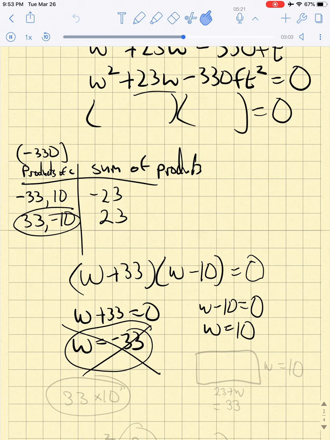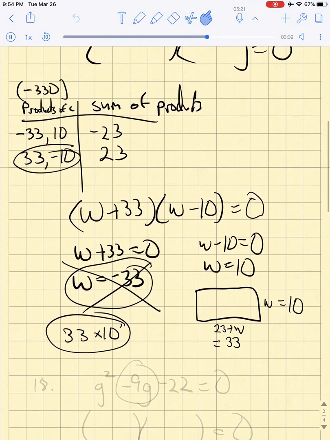So if we go back to the picture, or if I just redraw it here, right? We had here a W. Now we know it's 10. And then the original was 23 plus W. This was 23 plus W. So we know now that's equal to 33. So the dimensions are 33 by 10. Okay? That's in feet.